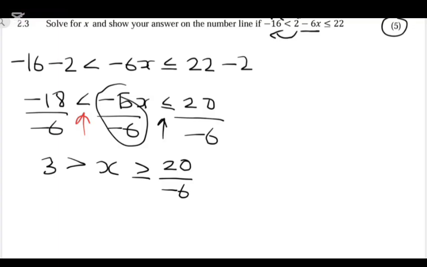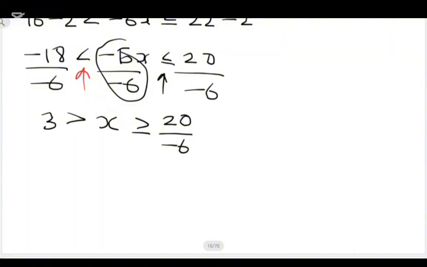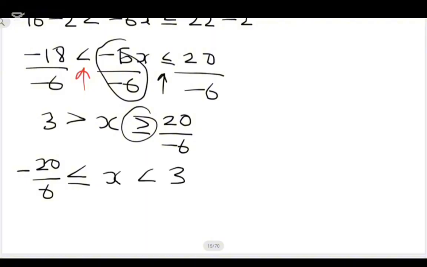Still the same thing. When we're dealing with inequality, you need to understand the following. You need to put this in standard form. Standard form is whereby you start with the smaller number and end with the bigger number. So this one is the smaller number and this one is the bigger number. I'm going to start with the small and end with the bigger. So I'm going to have negative 20 over 6, and then put this one, and then we just put it like this, and x, which is 3 on the other side.